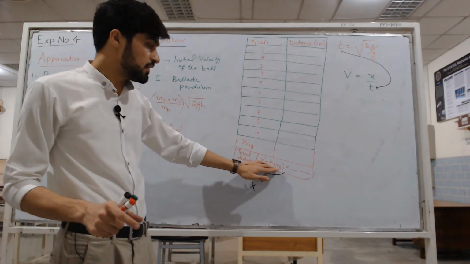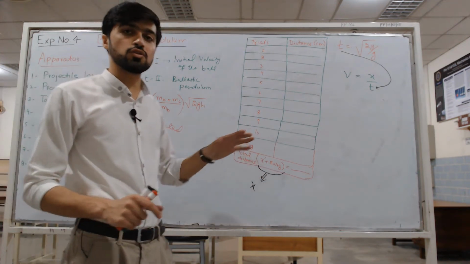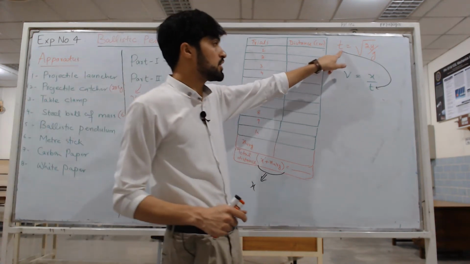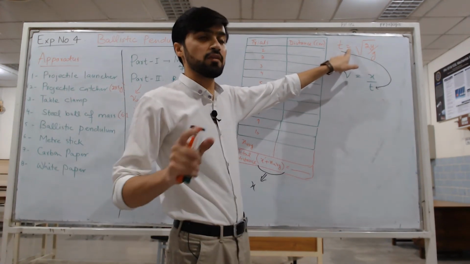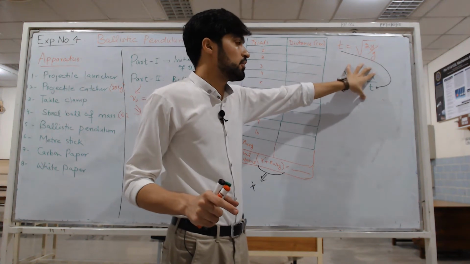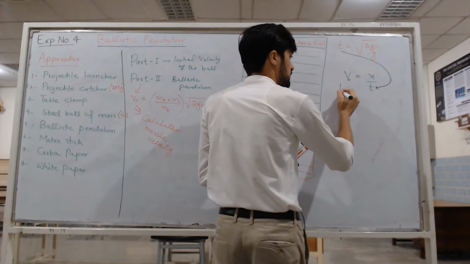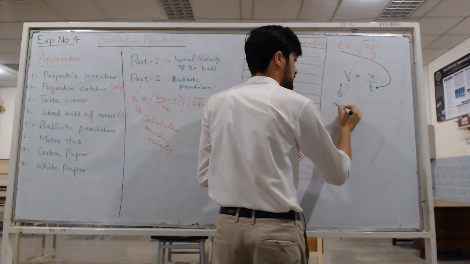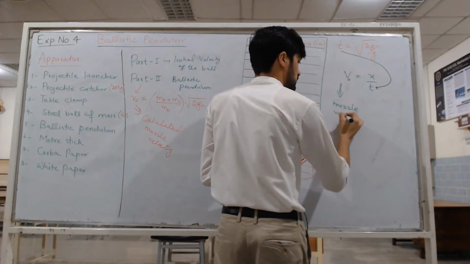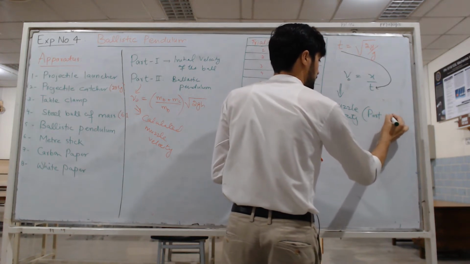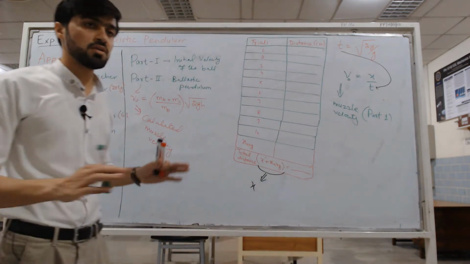Then we will add this average value to the fixed horizontal distance, x dash, and we will get x. From this equation, we will get the time of flight. We will put this in this equation, and we will get the muzzle velocity, simply muzzle velocity part 1. This is for part 1. So it's very simple. Part 1 is clear.